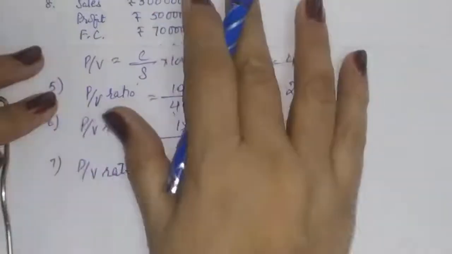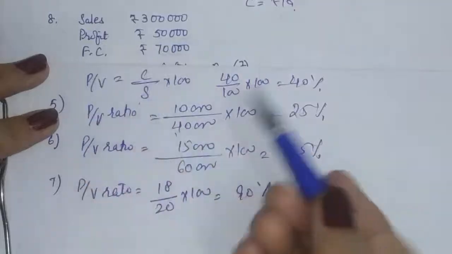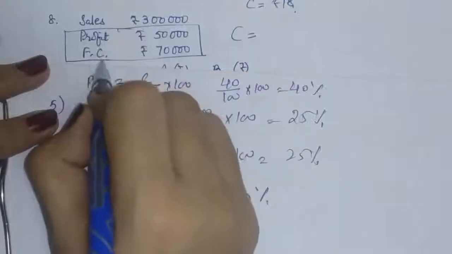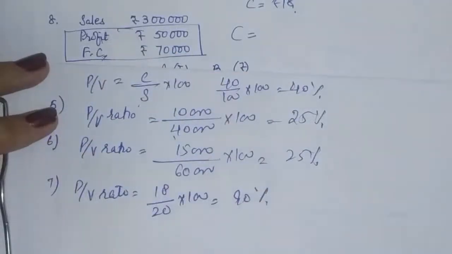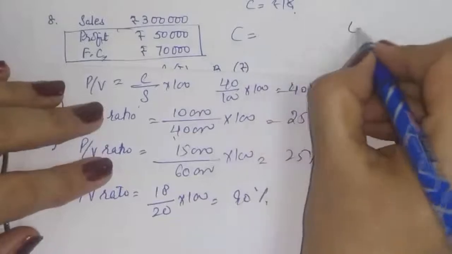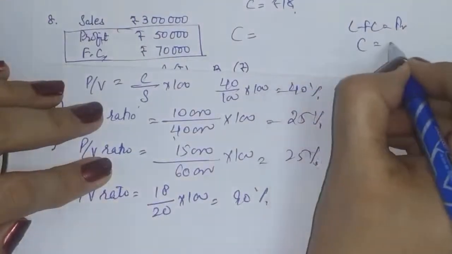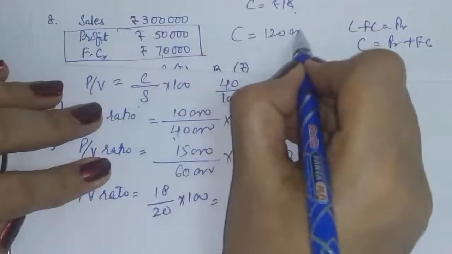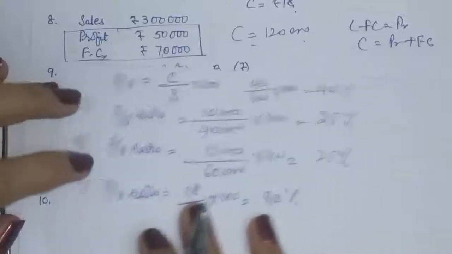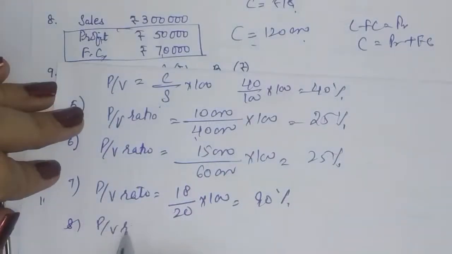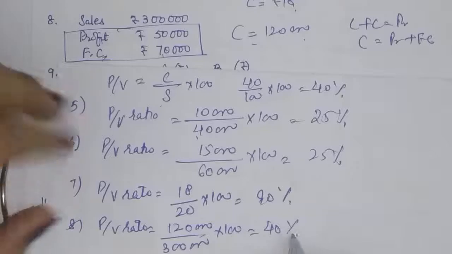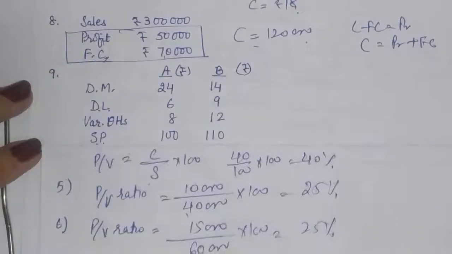Now, in this problem, we are given sales, profit and fixed cost. So, what will be contribution here? Contribution is sum total of profit plus fixed cost, because contribution is not given. We know that contribution minus fixed cost is profit. So contribution is profit plus fixed cost. So it is going to be 50,000 plus 70,000, 1,20,000. So in this problem, PV ratio will be 1,20,000 upon sales of 3 lakh. That is 40%, right? Then next problem.